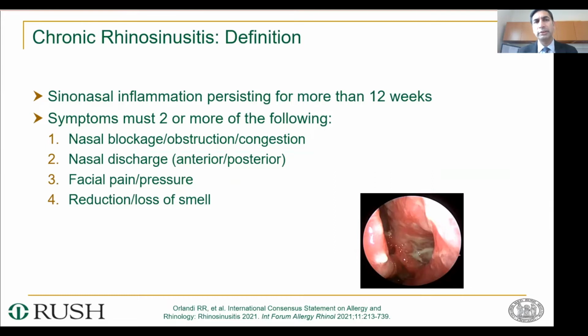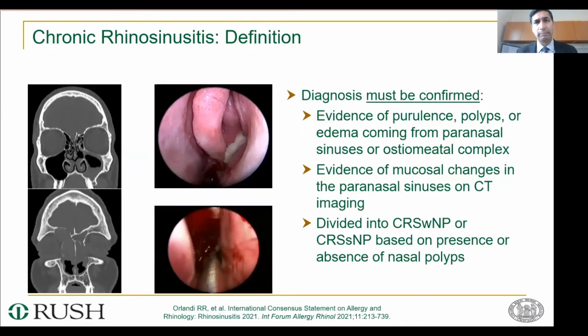So chronic rhinosinusitis is defined as sinonasal inflammation that persists for 12 weeks or greater and is usually designated by symptoms that include 2 or more of the following: nasal blockage, obstruction and congestion, nasal discharge, which can be anterior or posterior, facial pain and pressure, and reduction or loss of smell. This diagnosis must be confirmed by objective criteria.